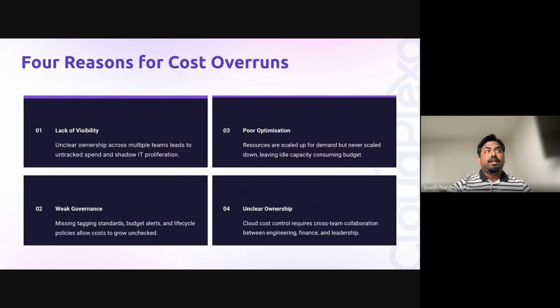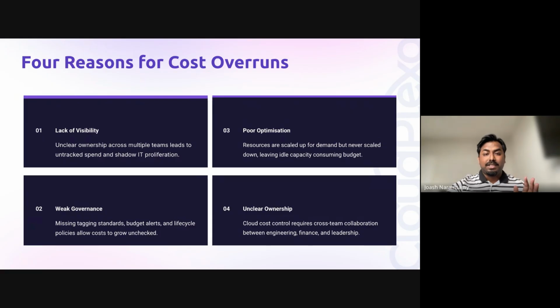So here on screen, we have the 4 reasons for cost overruns. I'm going to walk us through each and every one in detail. So the first one being lack of visibility. You simply can't optimize what you can't see. In many organizations, different teams provision services for different projects. These teams might include your development teams, your operation teams, your data engineering, your security, and your different business units within your organization. Over time, cloud environments grow organically.